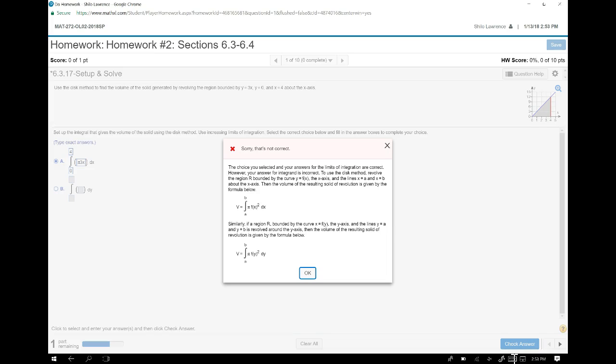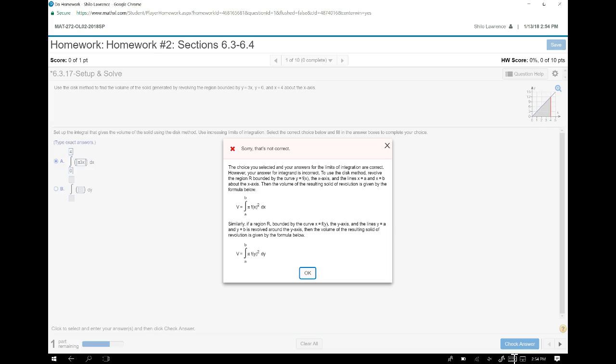It says the choice you selected and your answers for the limits of integration are correct. So it's individually checking those boxes. So if you don't read that, you might change some of those things, not knowing that you had part of it correct. However, your answer for the integrand is incorrect. So just my pi 3x is not right. The fact that I chose to integrate with respect to x is correct and 0 to 4 is correct. It's just my pi 3x that's wrong.